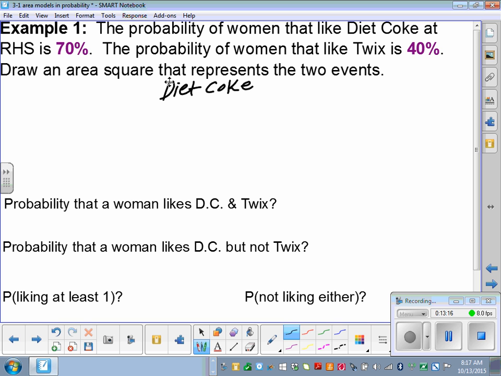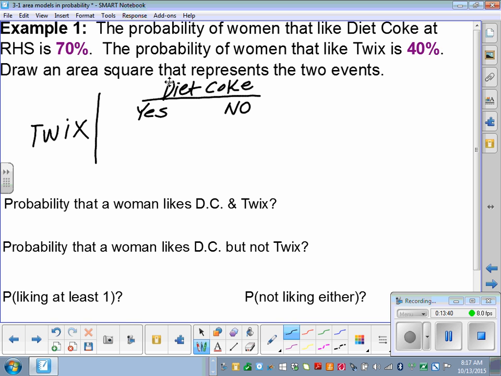Now, my second event is women that like Twix. So I'm going to write Twix. So I have Diet Coke and I have Twix. Now, if you read it again, it says the probability that women like Diet Coke at RHS is 70%. So they either like it, yes, or they don't. So yes or no, they like Diet Coke or don't.